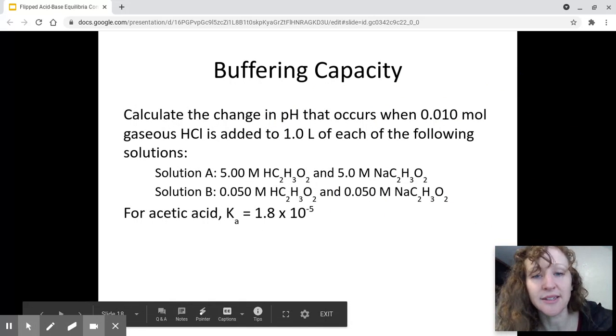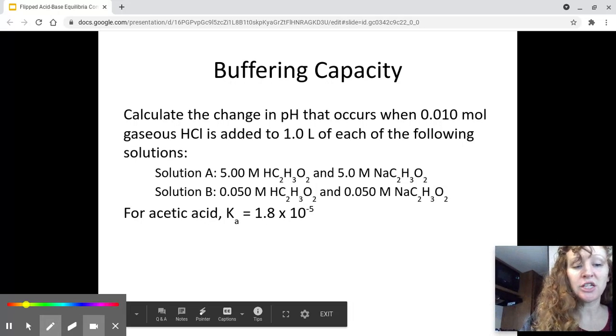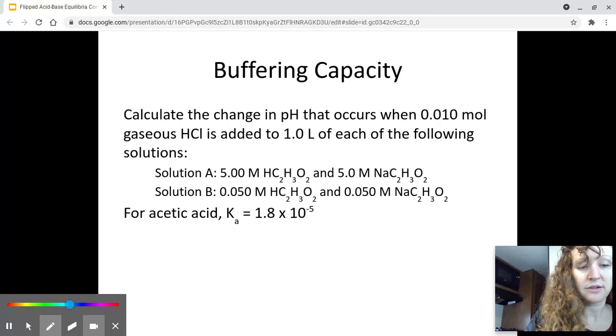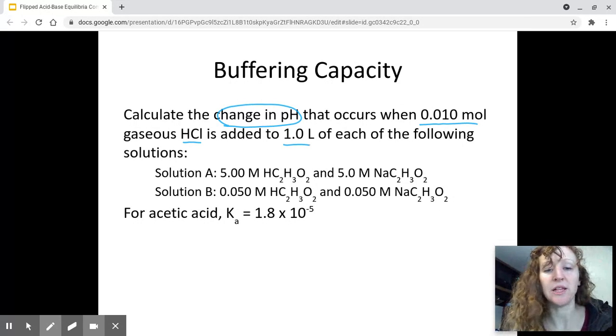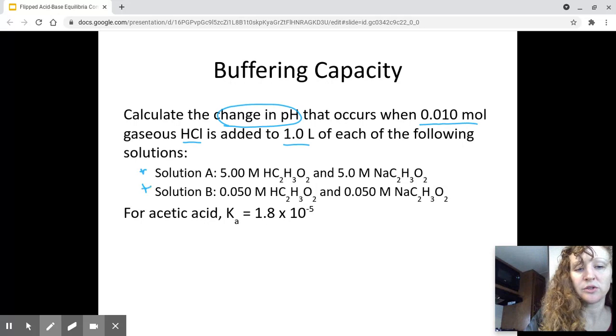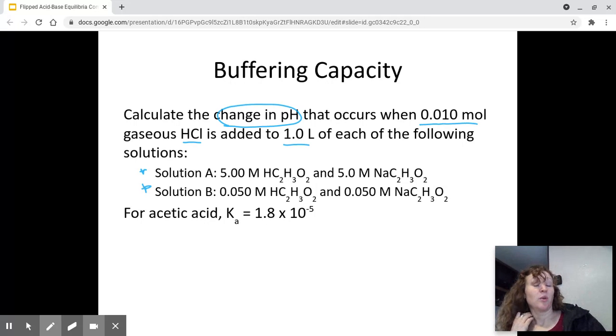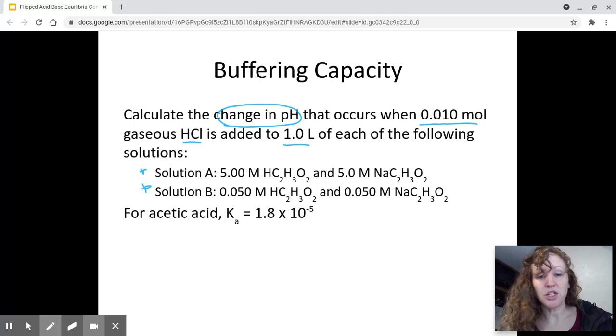Okay, let's look at this. Let's calculate the change in pH that occurs when 0.01 mole of HCl is added to 1 liter of each of the following solutions. Okay, so we have solution A, solution B. So here we come back to the same type of question, right? What happens when we have a strong thing present with a weak thing, right? So first of all, we have to think, what's present and what's going to react together.